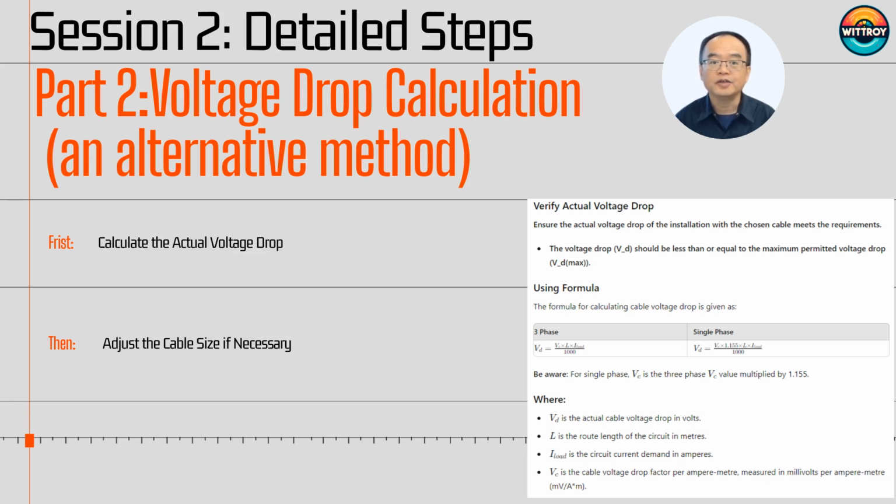Ensure the calculated actual voltage drop is less than or equal to the maximum permitted voltage drop. If the actual voltage drop exceeds the permitted limit, choose the next larger cable size and repeat the verification. By mastering this alternative method, you can ensure that your electrical installations are both safe and efficient.